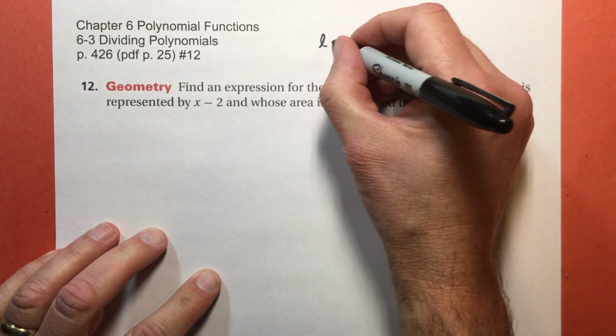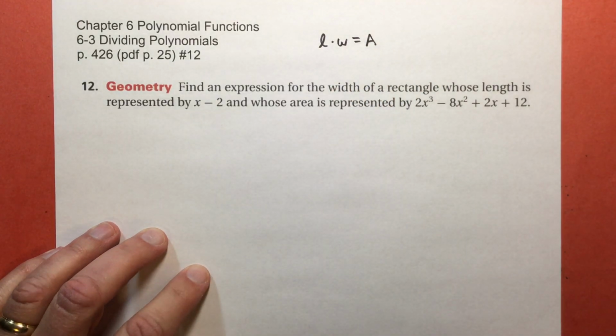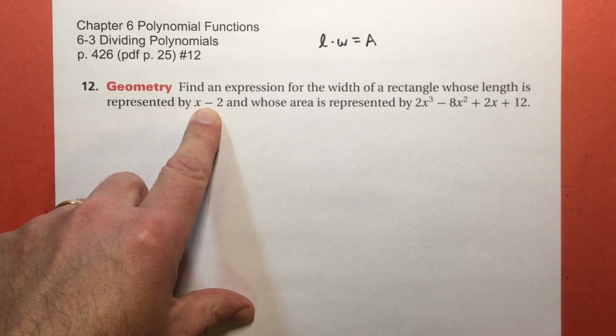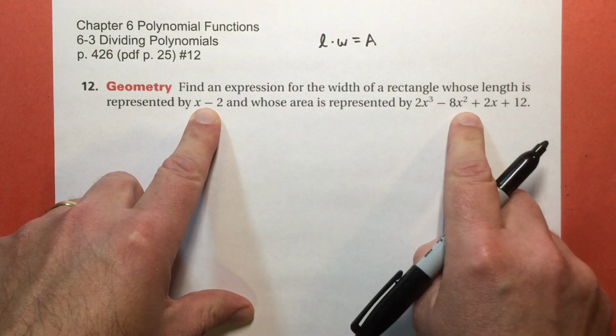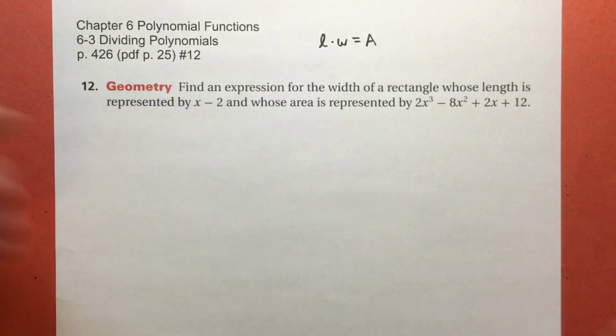But length times width equals area. So this is the length. I need to find the width. This is the area. If I multiply that times that, I get that. I got to work backwards by dividing. That's all we're doing with this one.